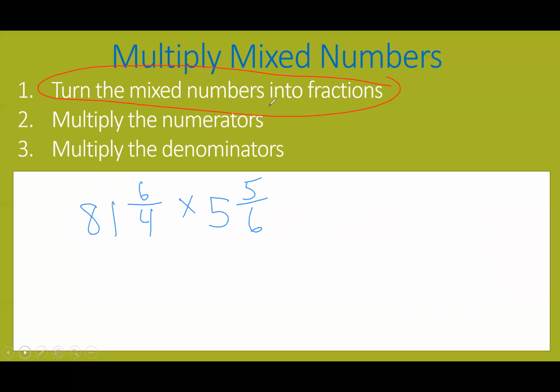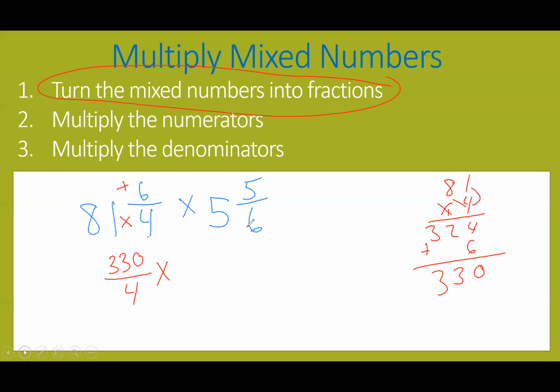Okay, step 1. Turn the mixed numbers into fractions. 81 times 4. Oh, I need scrap paper for that. 81 times 4. 4 times 1 is 4, and 4 times 8 is 32. Oh, it's 324. But then I have to add that 6. 324 plus 6, 330. And we're talking about fourths. Perfect. Next, 6 times 5 is 30, and 30 plus 5 is 35, and we're in sixths.